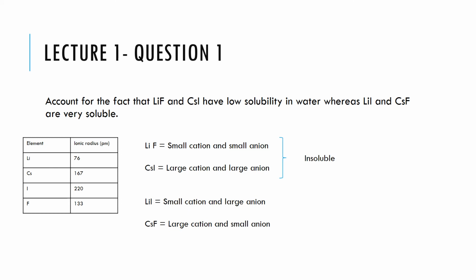However, lithium iodide and cesium fluoride, well, the first there is composed of a small cation and a large anion. The second is composed of a large cation and a small anion. So big discrepancy there in the ionic radius of the cation and the anion, and we would predict solubility in those two cases.